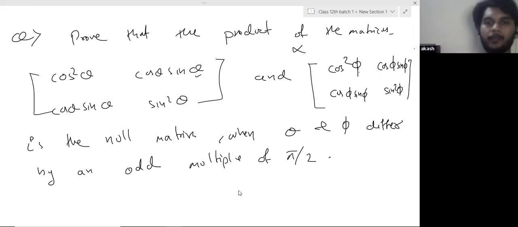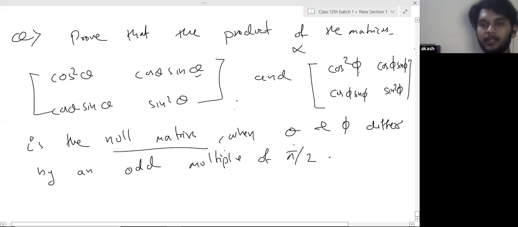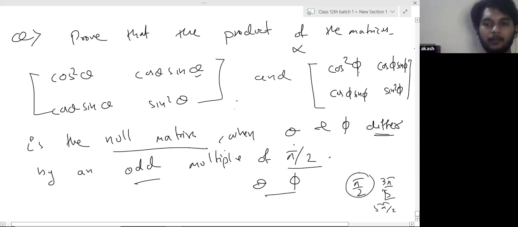The question is saying that the product of these matrices, that means you have to multiply these two, results in a null matrix when theta and phi differ by an odd multiple of pi by 2. Odd multiple of pi by 2 means either pi by 2, 3 pi by 2, 5 pi by 2, and so on. Differ by means theta minus phi should be pi by 2, 3 pi by 2, or something like that. If that is the case, then the resultant will be a null matrix. Is this question clear?